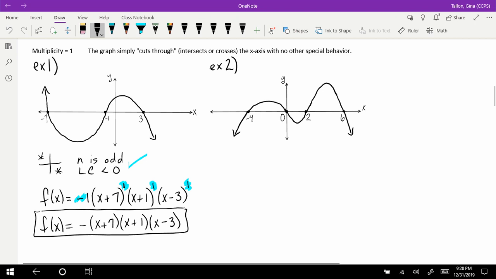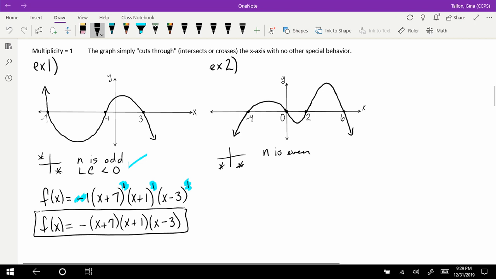Again, I'm looking at a multiplicity of 1 at negative 4, at 0, at 2, and at 6. So the first thing I notice here is that I have a polynomial function that is starting low and ending low. Well, when a polynomial function starts and ends with the same behavior, like low, low, or high, high, I know that the degree of my polynomial function has to be even.